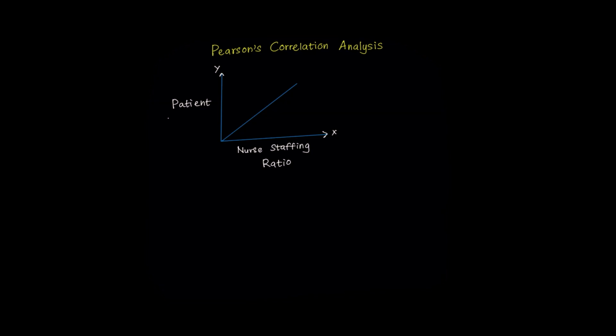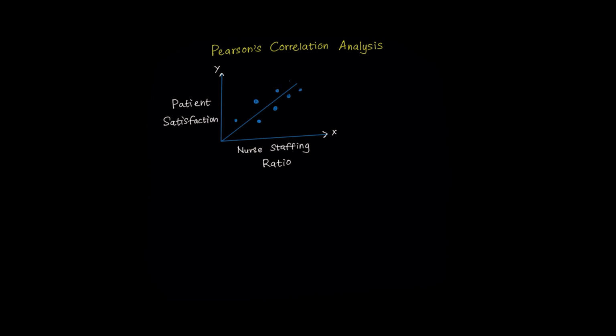Now we're going to explore correlation analysis and when to use it. When a quality improvement director wants to measure the strength and direction of the relationship between nurse staffing ratios and patient satisfaction scores, where both variables are measured on interval scales, they should use Pearson's correlation analysis.